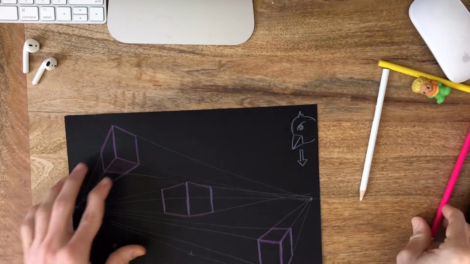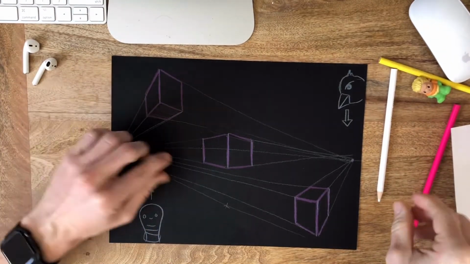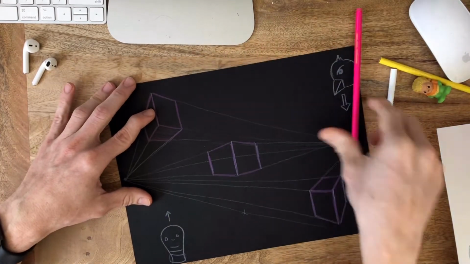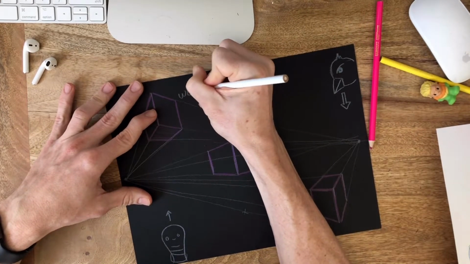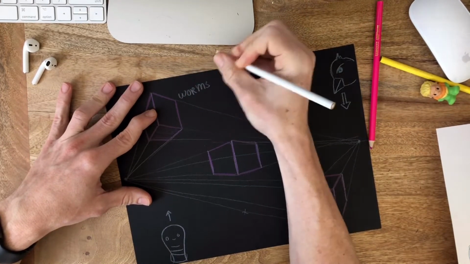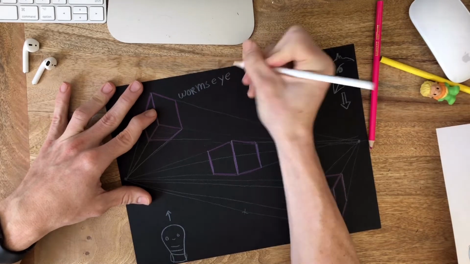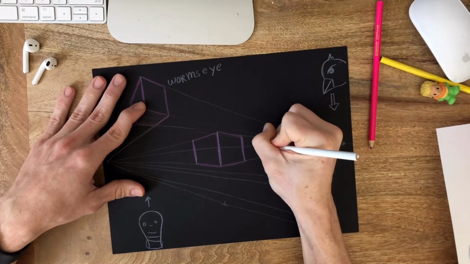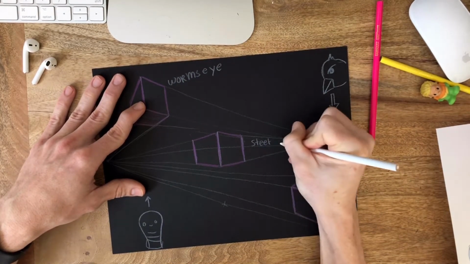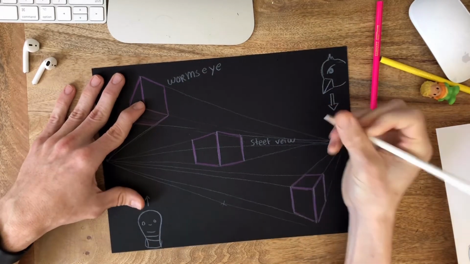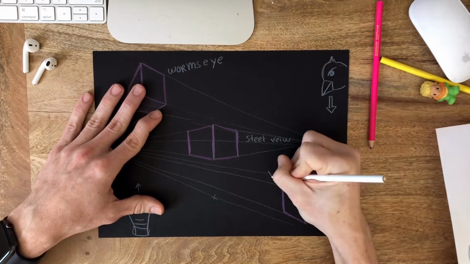Okay? So really quickly, we had 3 cubes. We had a worm's eye. We're gonna call this a street view. And we're gonna be calling this bird's eye.